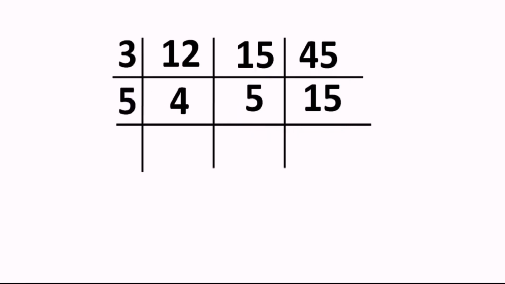When you divide 4 by 5, we get nothing, right? So 4 should be written as it is. Either they should divide completely, or we write the number as it is; we don't want answers in fractions or remainders. Then when you divide 5 by 5, we get 1, and when you divide 15 by 5, we get 3.